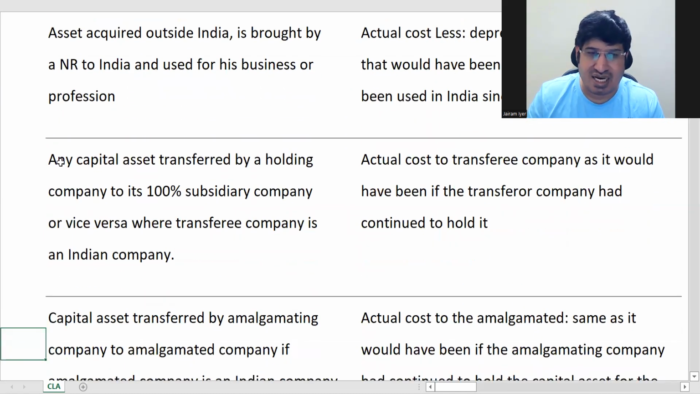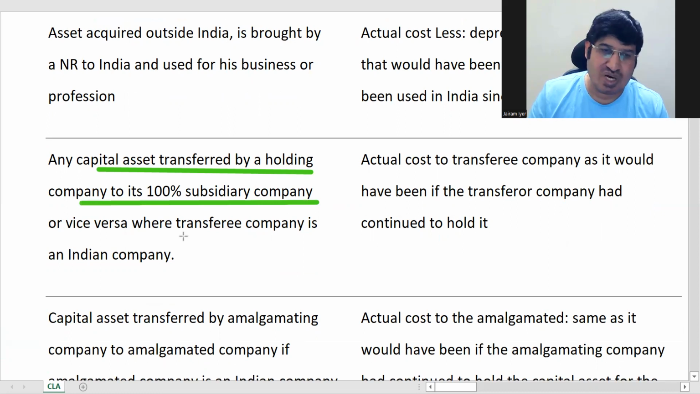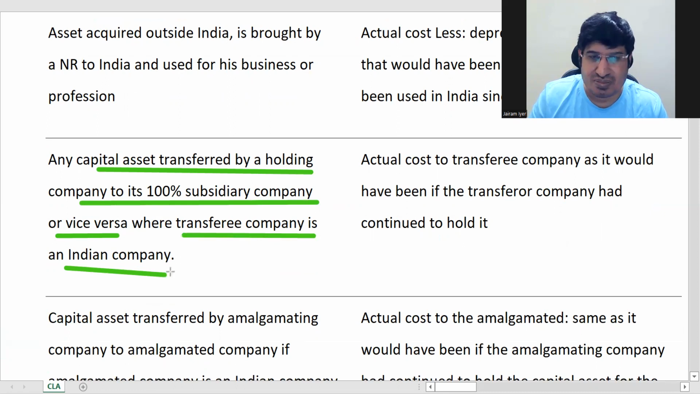अच्छा, अगले 4 जो है ये सब सिमिलर है, these are all similar. Next 4, capital asset transferred by holding company to 100% subsidiary company. Okay, or vice versa. ठीक है, that is by 100% subsidiary to holding company, both हो सकता है. Okay, both can be there, but transferee company is an Indian company. ओके, सो इसमें ये केस में ये एक हो गया.